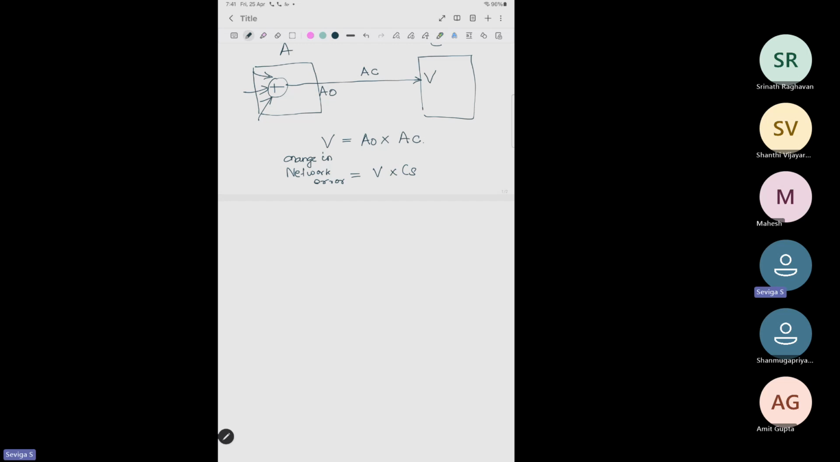So there are only two ways the value of V can change. How can the value of V change? Either you need to change A naught or you need to change AC. So either you have to change the weight or you have to change the outcome of A.